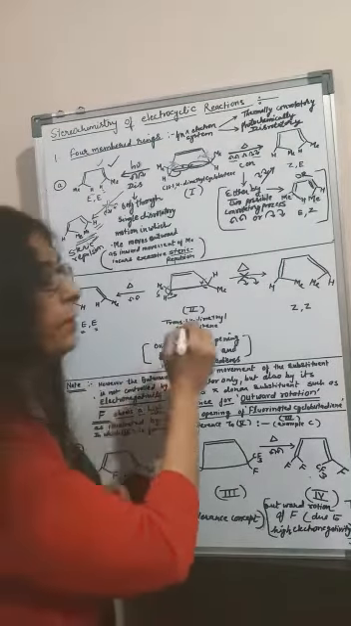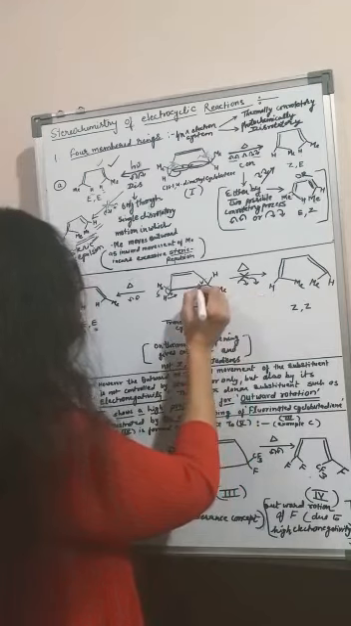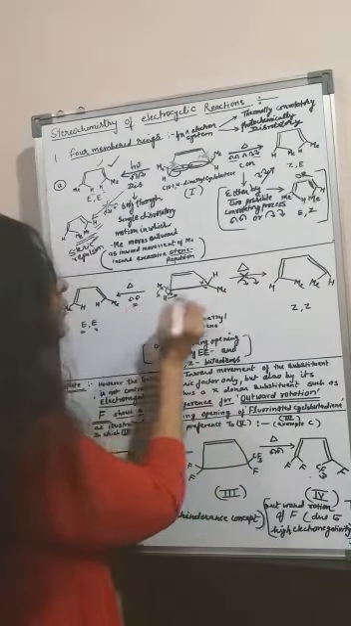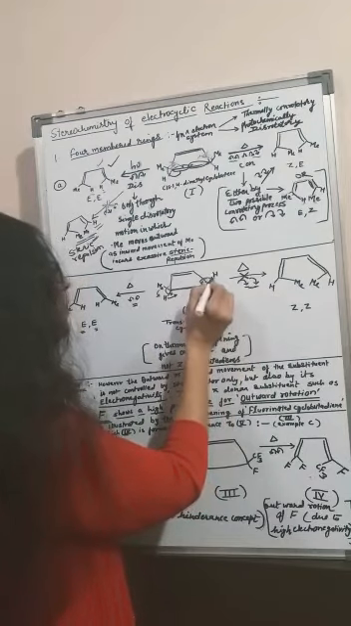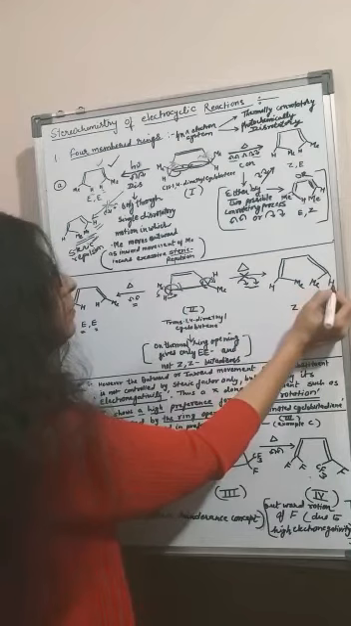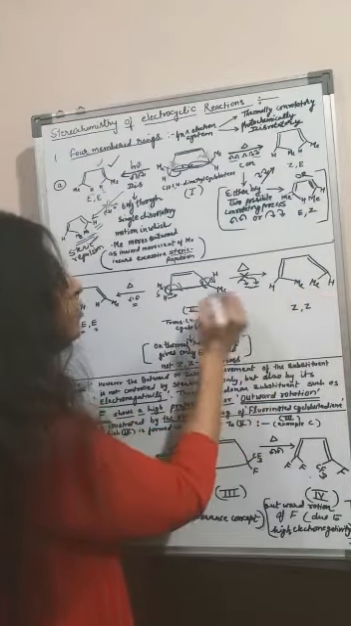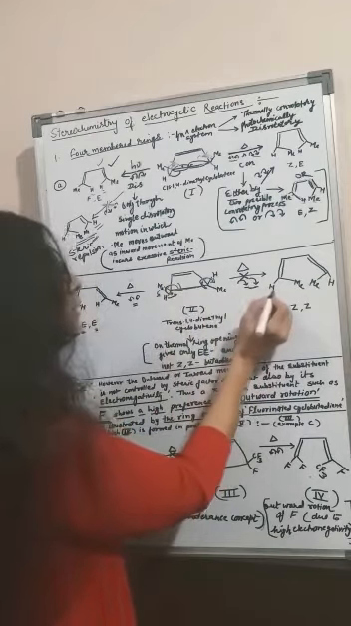If we see the second possibility of the conrotatory process by thermal process, right? Both were moving anti-clockwise, now both will move clockwise. So what will happen? H will be moving outward, Me is moving inward. Here also Me is moving inward and H is moving outward.